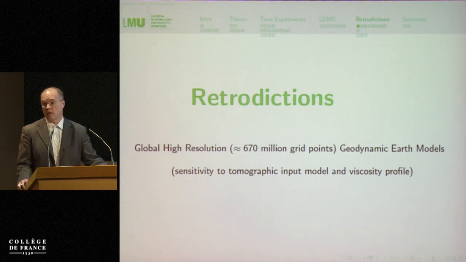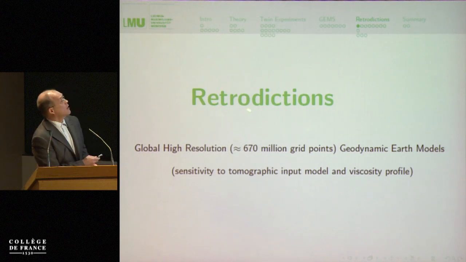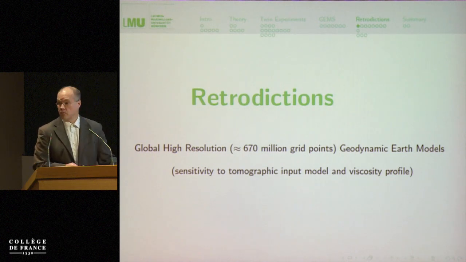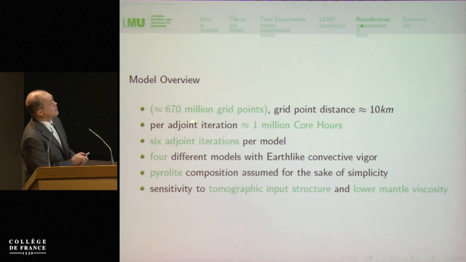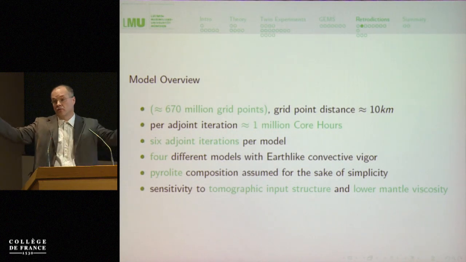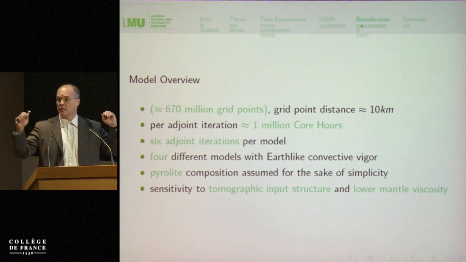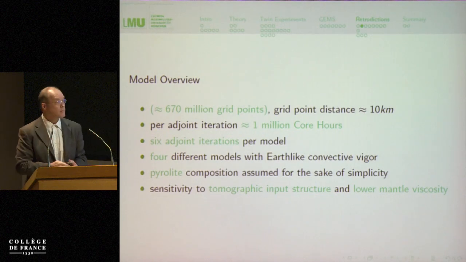And now let's up this one more time. Let's take this not with 80 million grid points, but with 670 million grid points. Those of you that do this business will realize this is painful, because even making pictures at that resolution takes days. Model overview: 760 million grid points. There's a grid point distance of about 10 kilometers at the surface of the model. At the core mantle boundary, it's 5 kilometers. I checked yesterday, it's 700 kilometers from Munich to Paris. It's about 70 grid points between here and there.